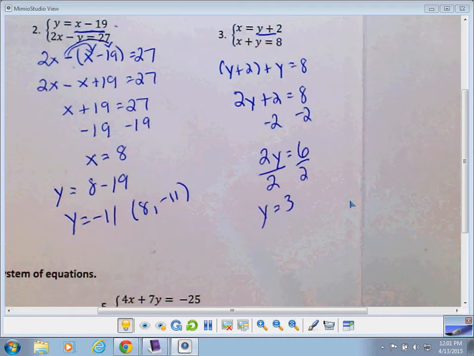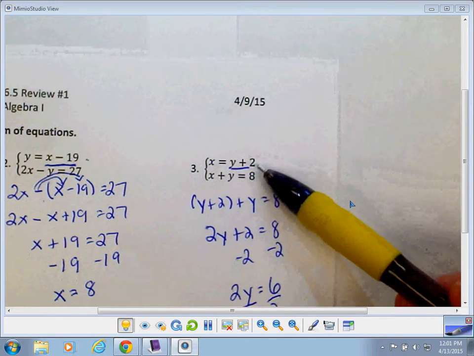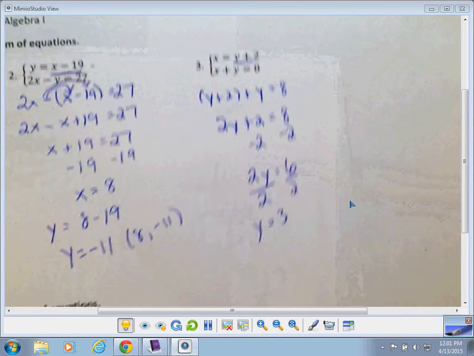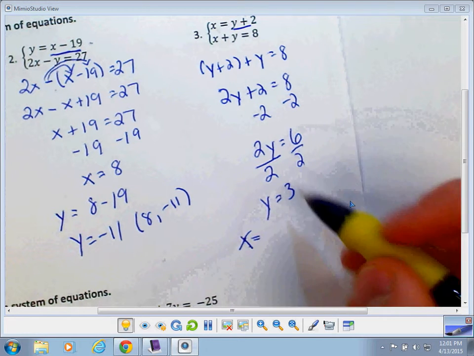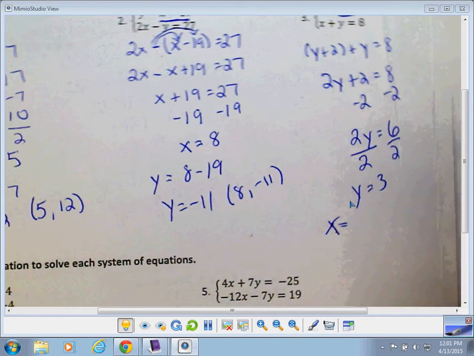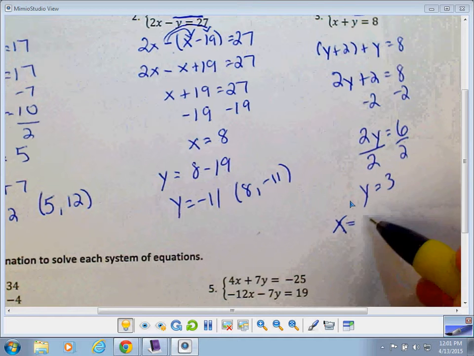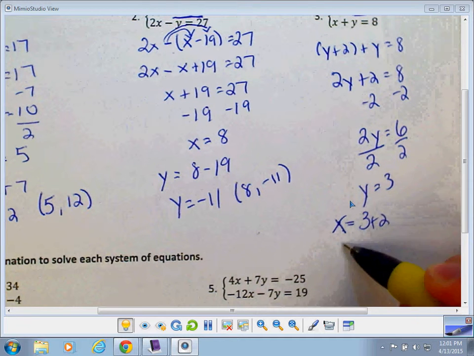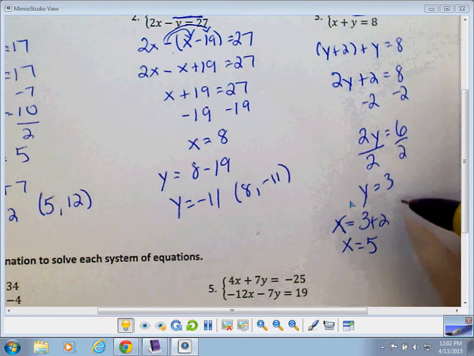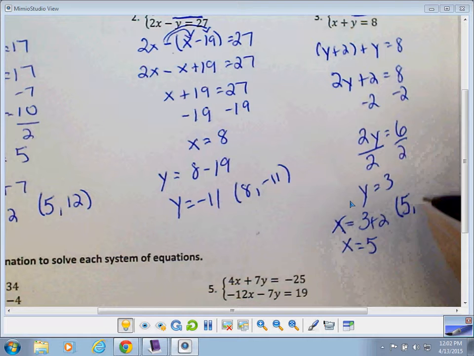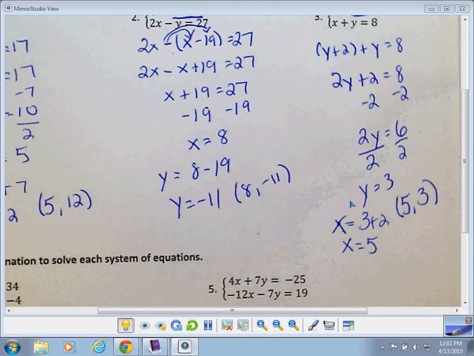Alright, since we now know what y equals, we want to find what x equals. I would plug it into the first equation right here, because it's already solved for x. So x equals 3 plus 2, which means x is equal to 5. So now, knowing what our variables are equal to, we can just write the solution: 5, comma 3.